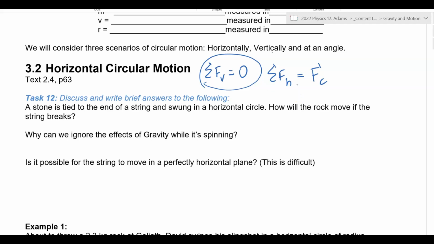A good example, of course, would be if we look at task 12 here. A stone is tied to the end of a string, swung in a horizontal circle. How will the rock move if the string breaks? We'll do, if we make them part A and B, and then we'll do C. Pause now. Have a think. You should have a fair idea for A and B, and then we'll come back and see how you went with A and B.